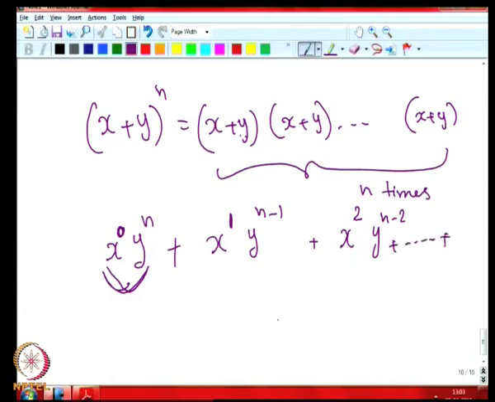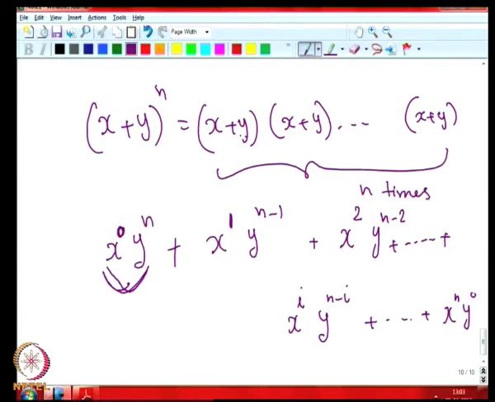And in general, suppose i of the terms contribute x and the remaining n minus i terms contribute y. So this is this kind of term. And finally, we have all the terms contributing x, that is x raised to n, y raised to 0, this kind of term.